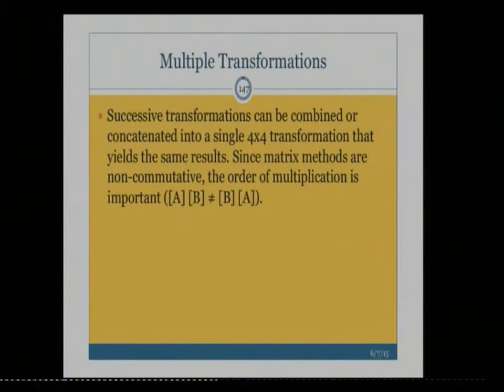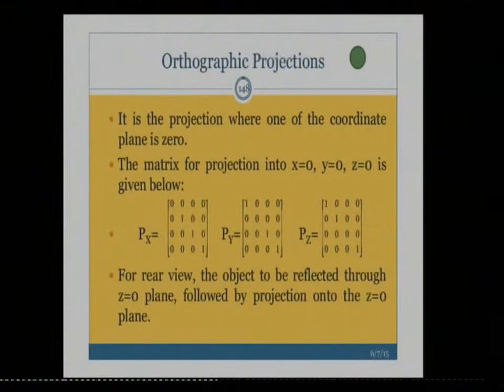Order is important. 2 and 5 and 5 and 2 is the same for scalar multiplication, but for matrix multiplication A and B and B and A is not the same. So, the order in which you do the operations will affect the results. Yes. It is not commutative.